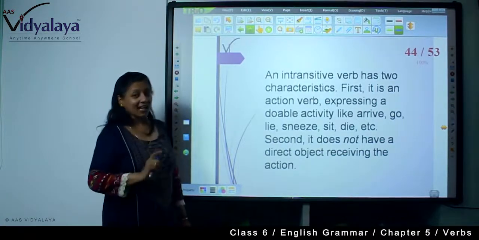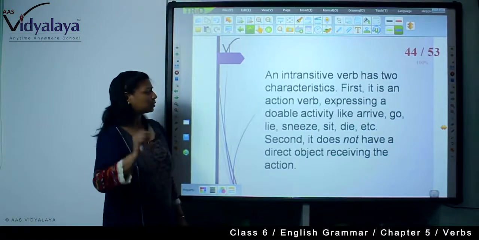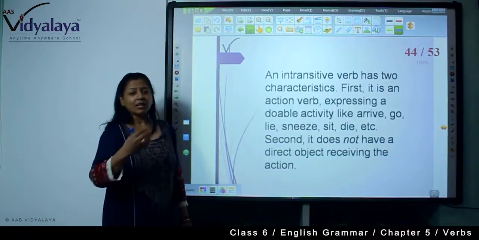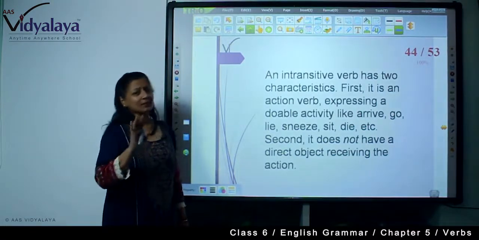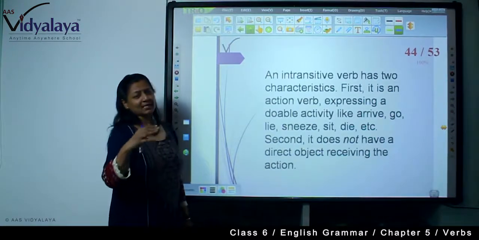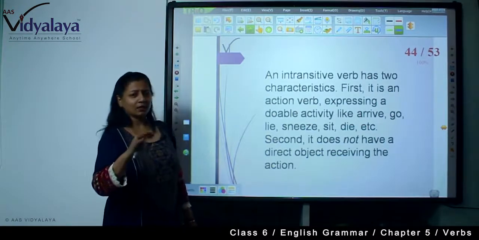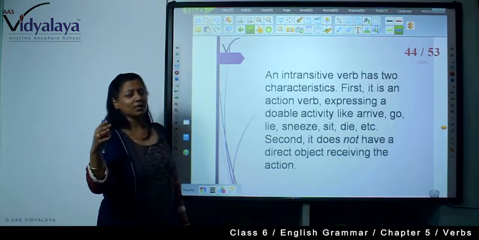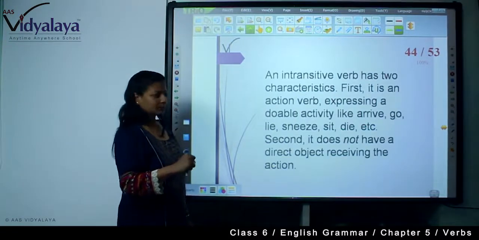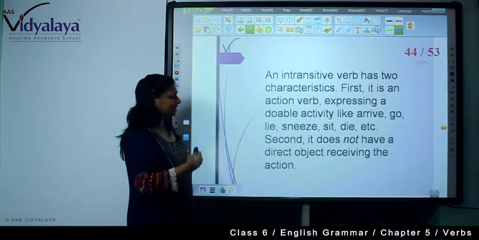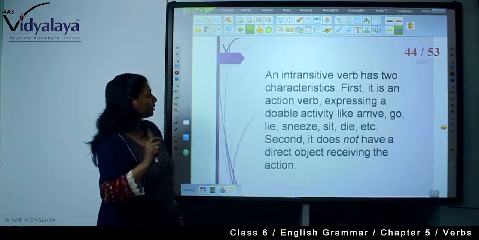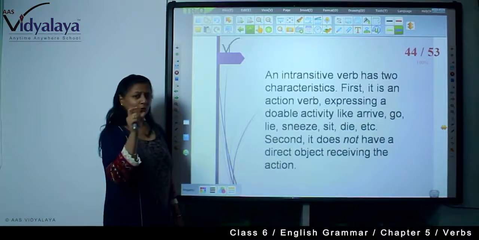First, it is an action verb expressing a doable activity. Like arrive. I arrive. He has arrived. That means completed. He has arrived early in the morning. Now in this arrived, the action is not passing to any object. Go, he goes to school. Now lie, sneeze, sit, die, etc. These are the action verbs. They are showing the doable activity.